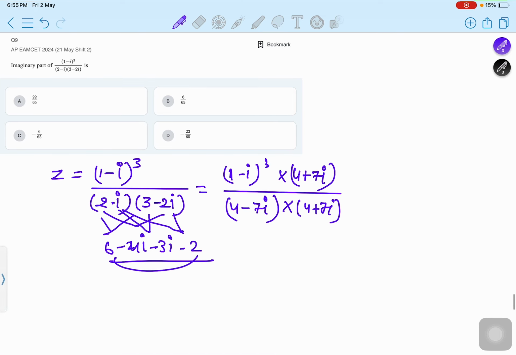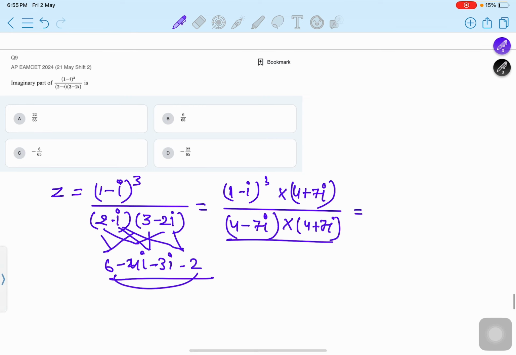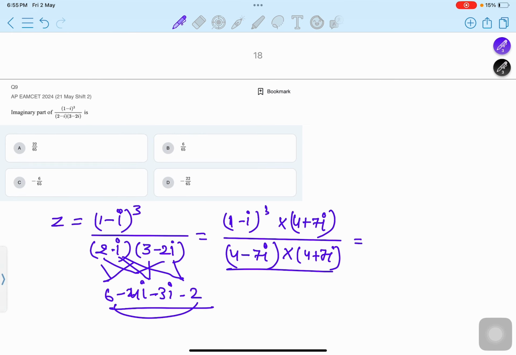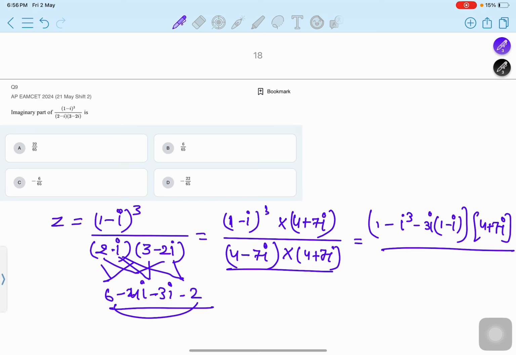Okay, so we can multiply that, so this one is 4 squared, 16, plus 49, so 16 plus 49 is 65. And multiply that, so open that 1 minus iota cube: 1 cube minus iota cube minus 3 times iota and 1 minus iota, right? And the 4 plus 7 iota, and the 16 plus 49.